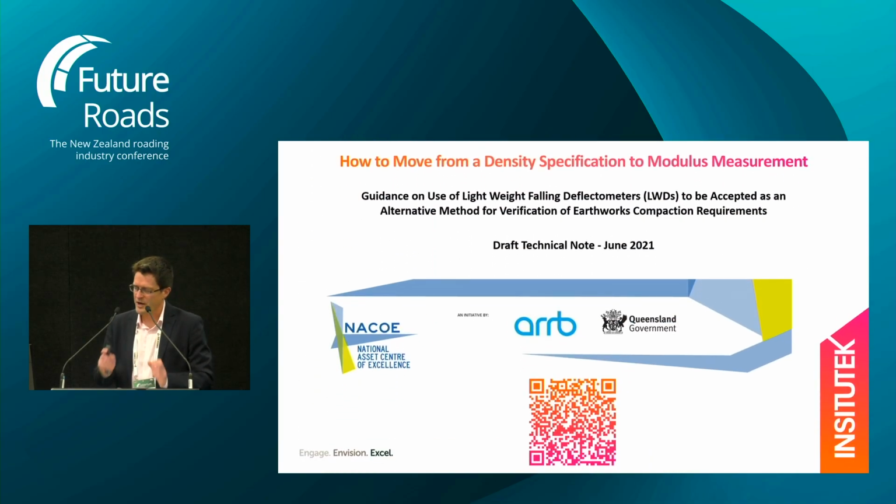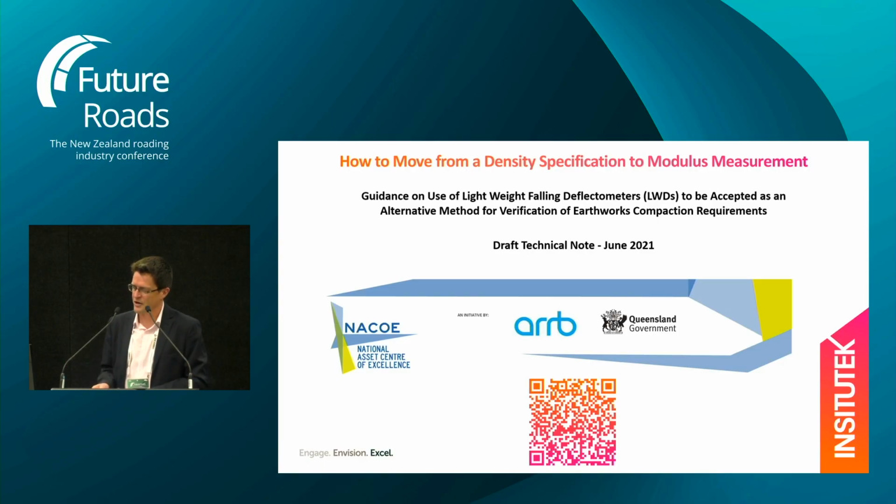So you might ask the question, how do we... So we have a specification. It's a density-based specification. We don't have any influence over the creation of that specification. Typically when a client comes to us and says, we want to use the lightweight deflectometer and we've got a density-based specification, we go back to them and say, can you have a conversation with your designer about specifying a method which aligns with the design intent, which is typically modulus-based.